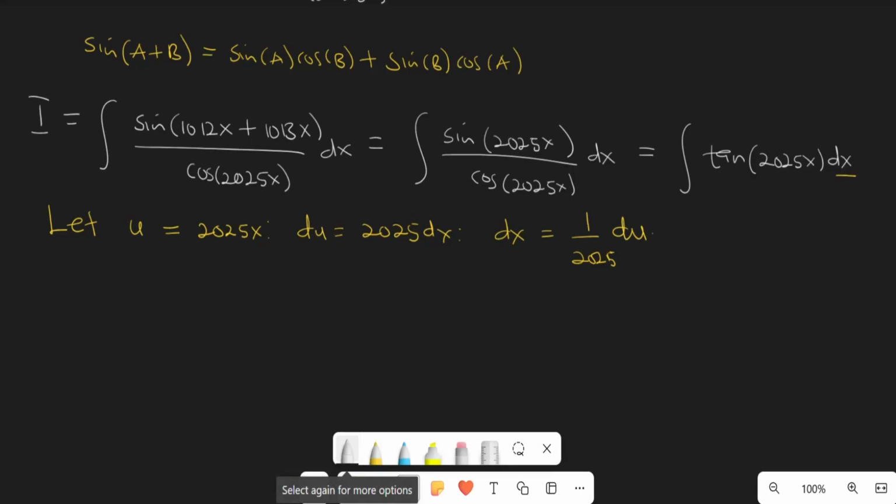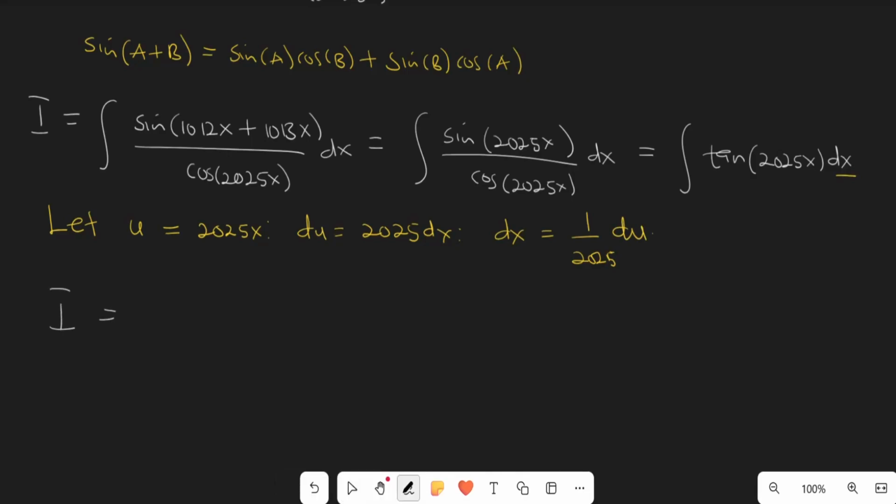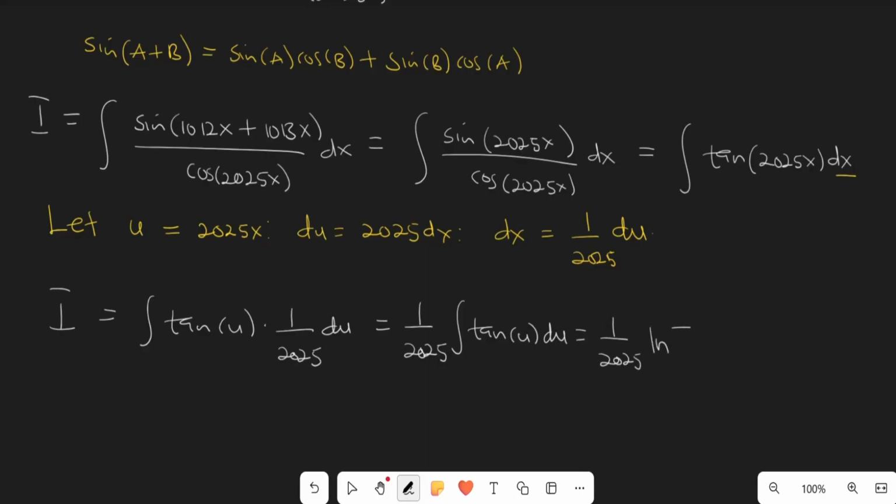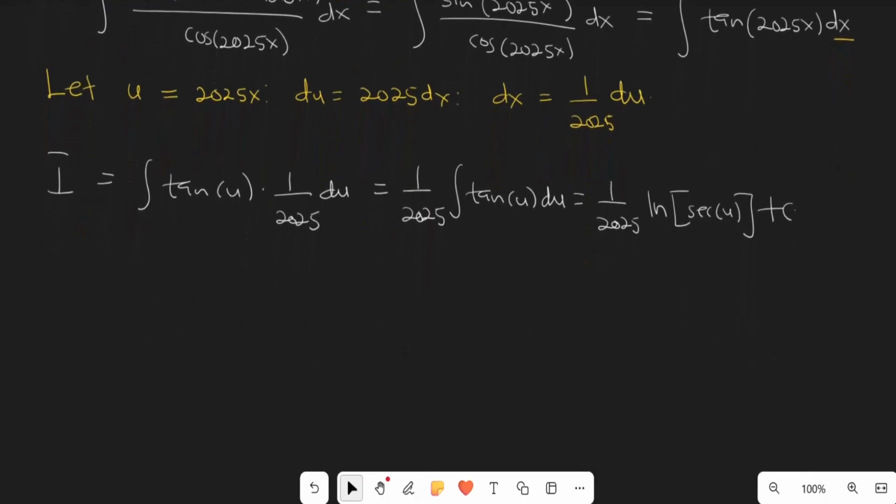Now we can take our integral from the x world into the u world. So I is going to be the integral of now the tangent of u, because 2025x is u, multiplied by dx, and dx is 1 over 2025 du. That becomes 1 over 2025 outside here, and then the integral of tangent of u du. And integrating tangent of u is the natural log of the secant of u plus the constant of integration. So this is what we have. And what is u? u is 2025x.